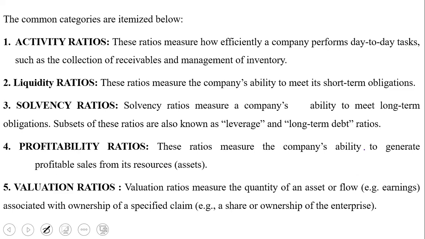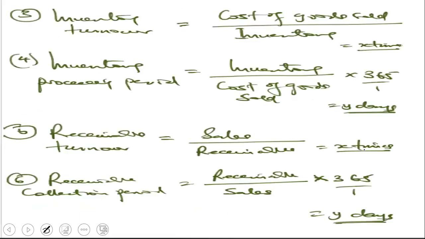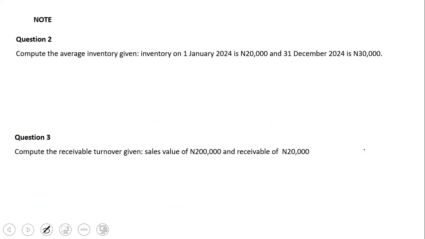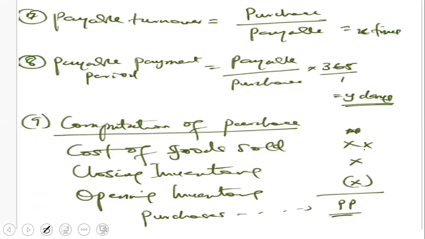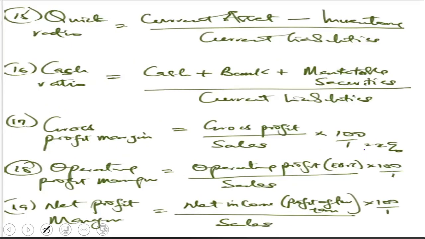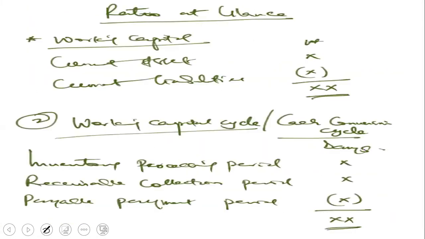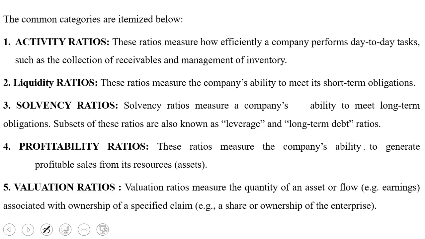Before we came in, I sent this to your class governor, in which I said we should read ahead. You can see all these formulas. Some of them you met in a lower class, but we're going to elaborate on them. I said we should read ahead, and then we're going to explain some of them as we move into the class. Now, number one, activity ratio.